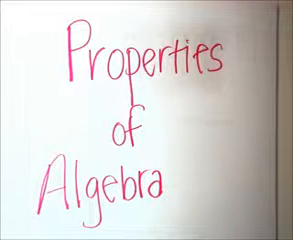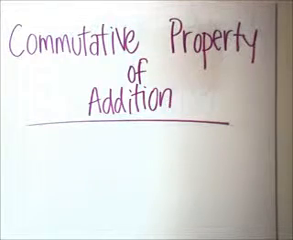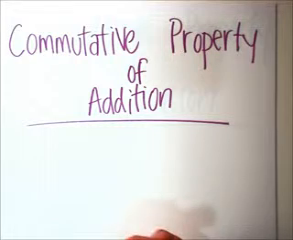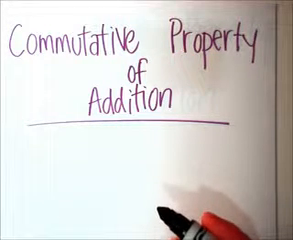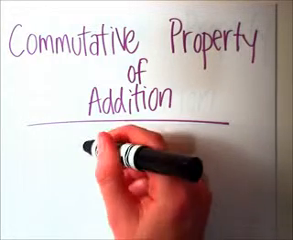In this lesson, we're going to talk about the properties of algebra. The first property we want to talk about is the commutative property of addition. This property says that when we're adding two numbers, the order in which we add them does not matter because they result in the same solution.